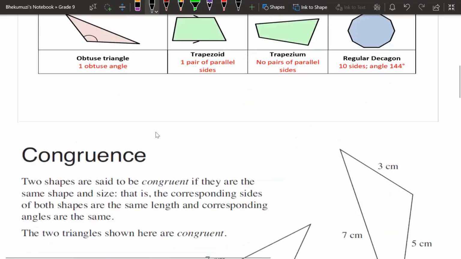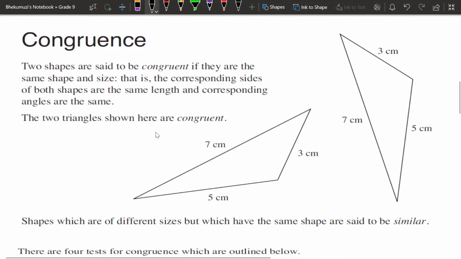Okay, but before we look at a question, let's first talk about something we call congruency. Now, the whole idea about congruency is that two shapes are said to be congruent if they are the same shape and size. That is, the corresponding sides of both shapes are the same length and corresponding angles are the same, right? So if you look at this particular triangle, you can see that they've already given us the sides of each side of the triangles, right?